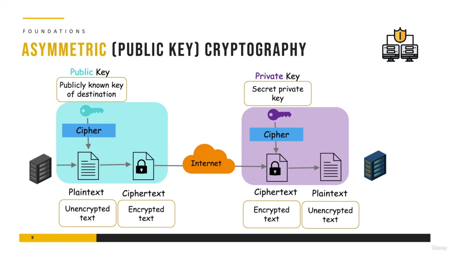Now, another important point which I want to clarify, which confuses a lot of people, is what happens if we go the other way around. So for example, if the destination encrypts a document using its private key, then it is not encrypting it for the sake of secrecy, because everybody in the world has the public key and they can simply decrypt it, right?